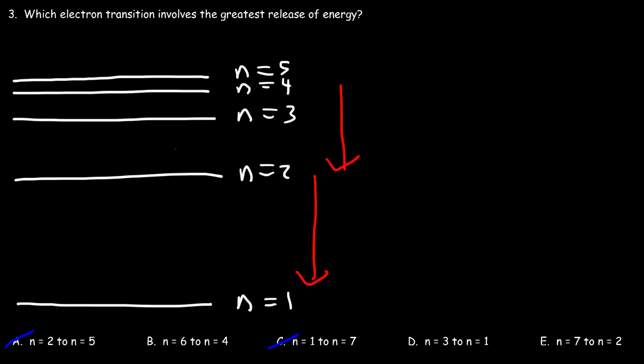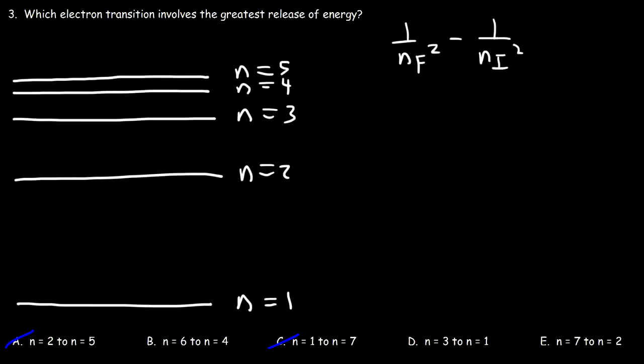Now, granted, this is not drawn to scale, but here's how you can find out for sure which one is going to be the highest. You can use the energy equation that we've talked about, but you can ignore the 2.178 times 10 to the negative 18 value. Focus on this portion of the equation: 1 over n final squared minus 1 over n initial squared. So the choice that has the greatest value of this expression will be the one that's going to release the greatest amount of energy. So let's calculate it for B.